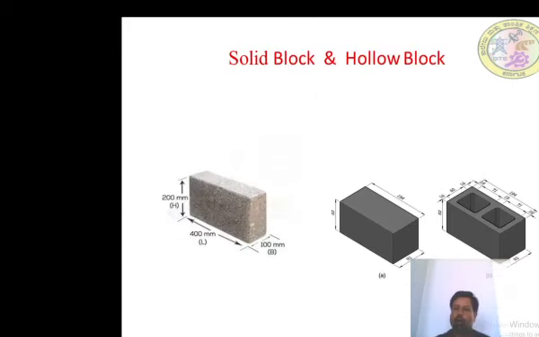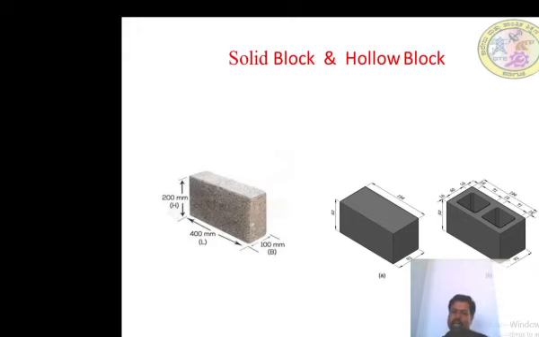Solid blocks and hollow blocks. Solid blocks, the first figure. The length of the block is 400, the height 200, and the width is 100 mm. Figure A, small a, shows the solid blocks. There is no opening, so no cavity in the blocks. The types of blocks are solid blocks, and B, small b, is the hollow blocks.